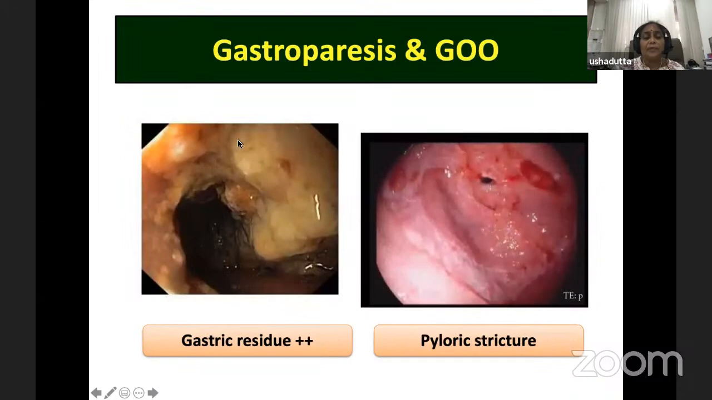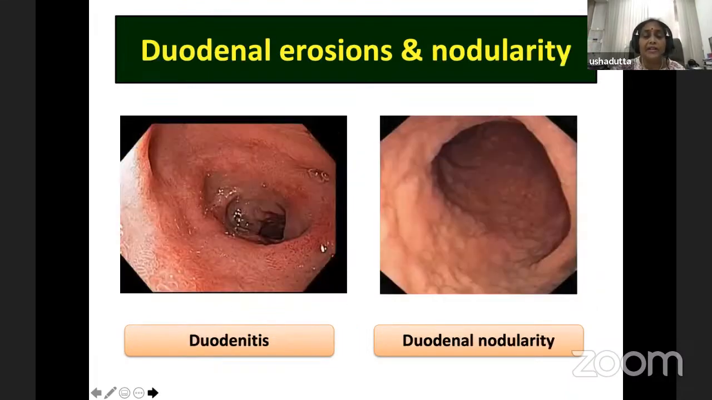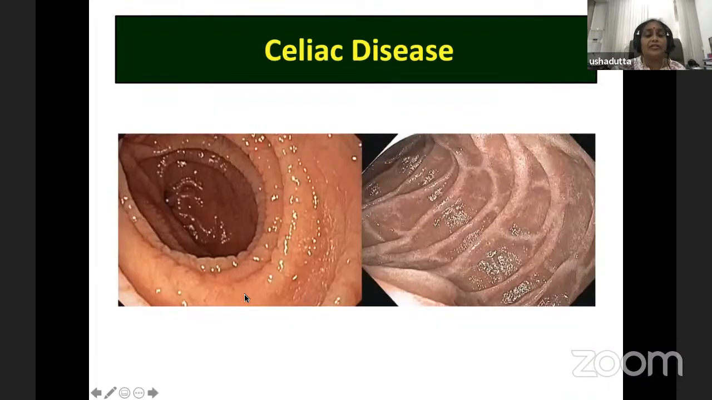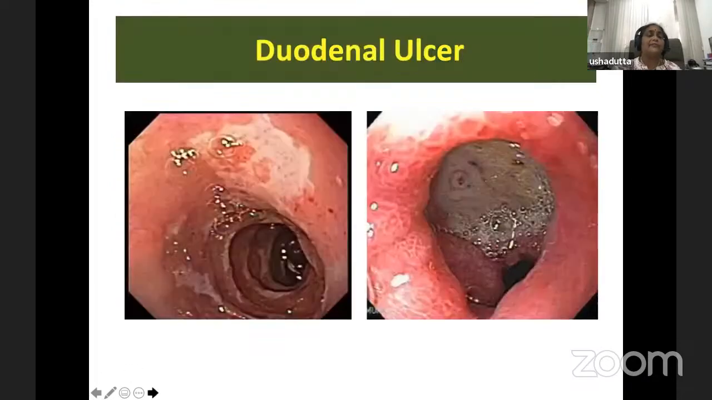You may find gastroparesis, that means a lot of food residue in the stomach. You may find a pyloric stricture of an old duodenal ulcer now turned into a pyloric stricture there. You may find duodenal erosions, you may find duodenal nodularity, and you may find evidence of celiac disease in the form of grooving and scalloping and decreased fold height. So this, if you find, you should test them for TTG. Here you can see duodenal ulceration, the large ulcer which had come to us in a state of bleeding.